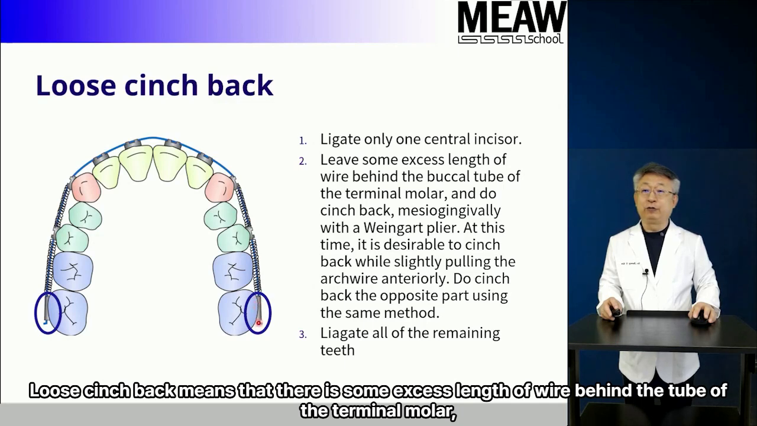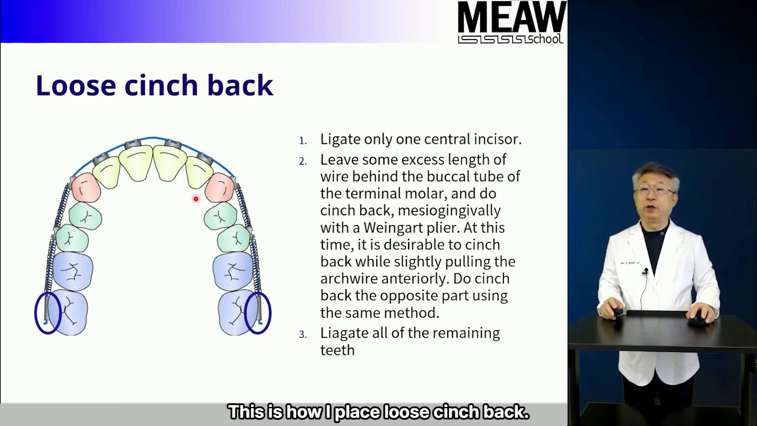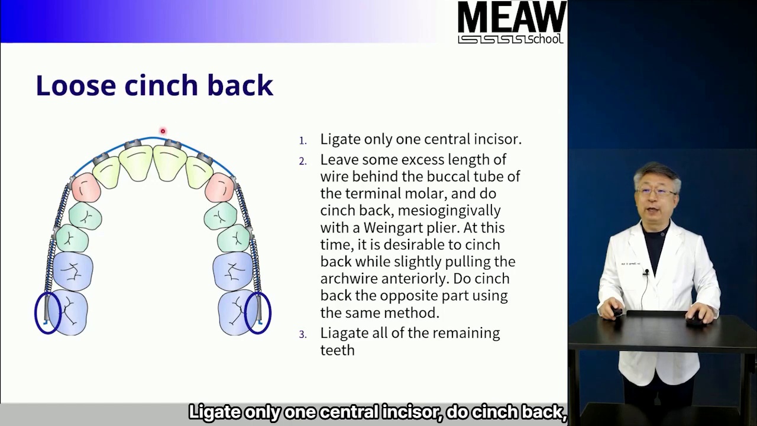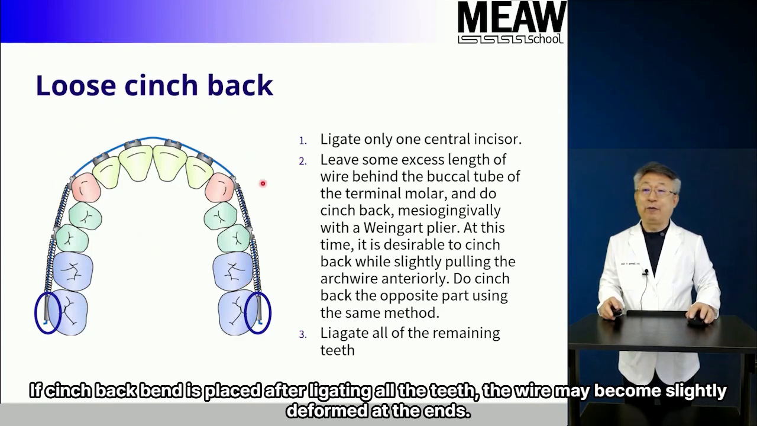Loose cinch back means that there is some excess length of wire behind the tube of the terminal molar, and this is the type of cinch back commonly used. This is how I place loose cinch back. Ligate only one central incisor, do cinch back, and then ligate the other central incisor, so that some excess length of wire can slip out behind the tube of the terminal molar. If cinch back bend is placed after ligating all the teeth, the wire may become slightly deformed at the ends.